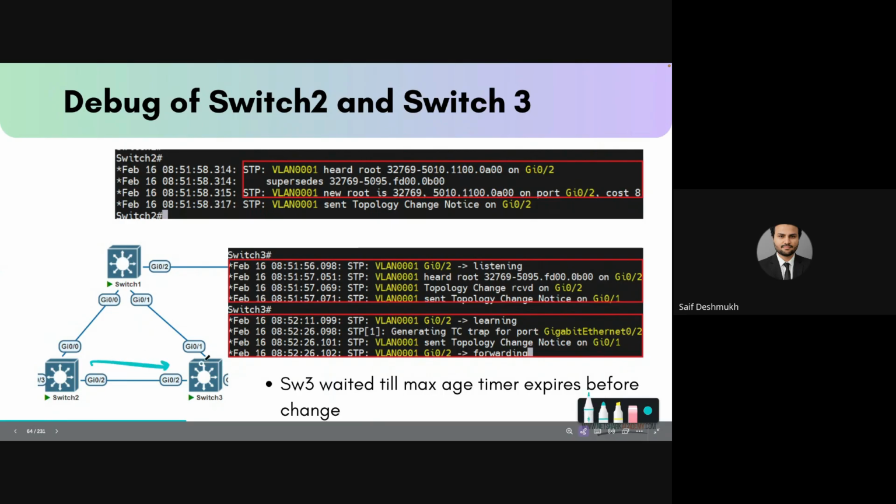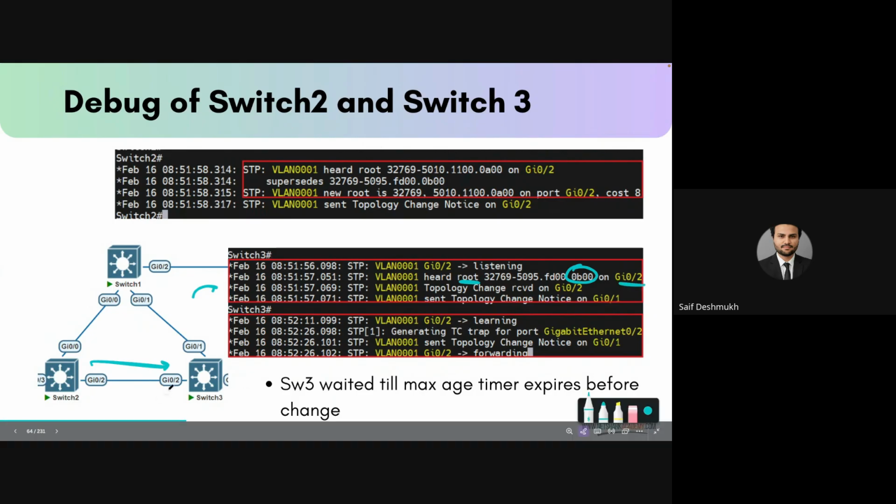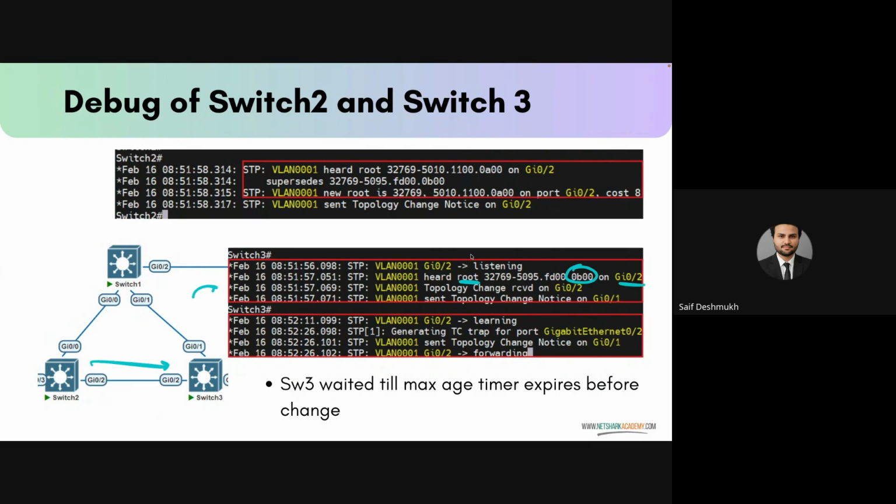Switch 2, this is a debug output. Switch 3 says, hey, somebody is claiming to become the root bridge. I heard of someone claiming to become the root. That's switch 2. On interface 0/2, it goes into blocking state. But I also have to wait until my max age timer expires.